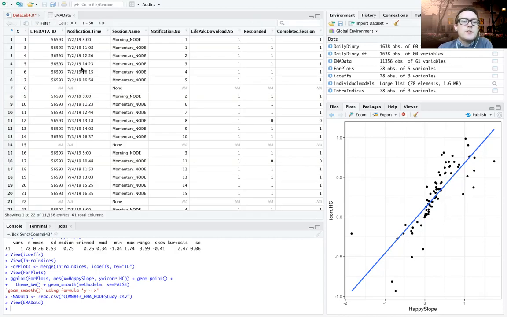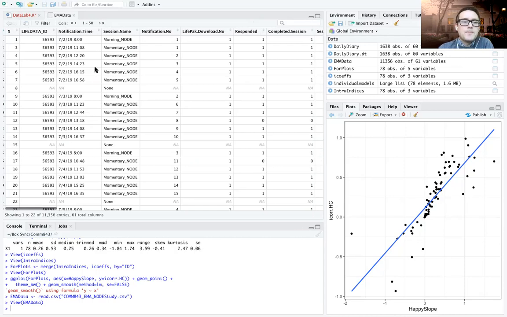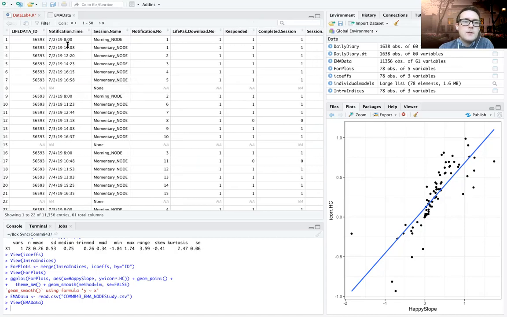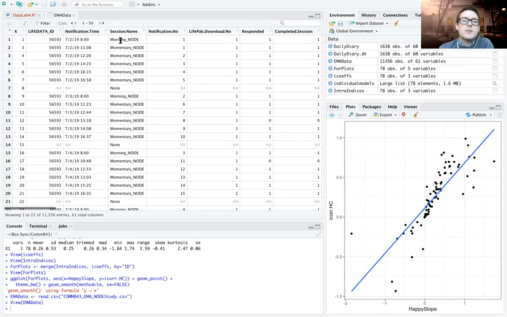Okay, so you have the time at which each prompt was completed. You'll notice there are 6 sessions per day. So on the 2nd of July, there was a morning notification, and then there were 1, 2, 3, 4, 5 more notifications throughout the day. And then for day 2, you start again with the morning and 5 more notifications, and this repeats for 21 days. So we get up to 6 reports each day for each individual for 21 days.